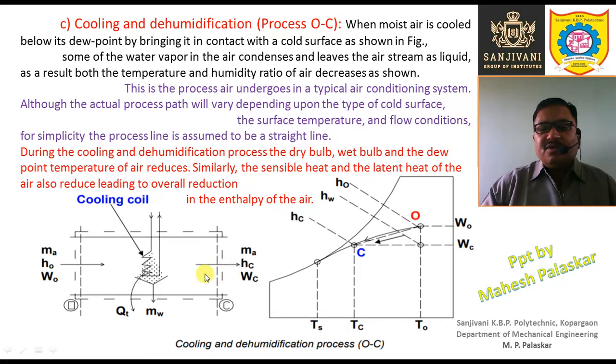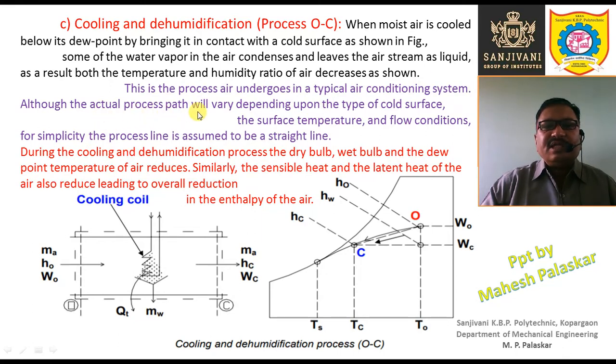And the humidity is also reduced because the cooling is below dew point temperature. Some of the water vapor in the air condenses and leaves the air stream as liquid. As a result, both the temperature and humidity ratio of the air decrease as shown. So this is the process air undergoes in a typical air conditioning system.